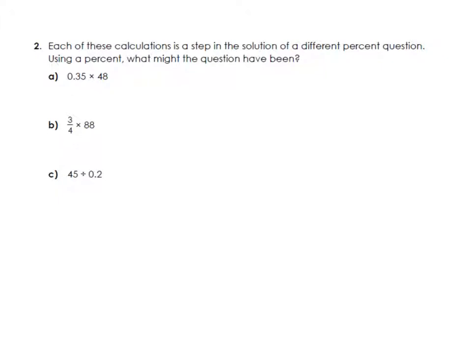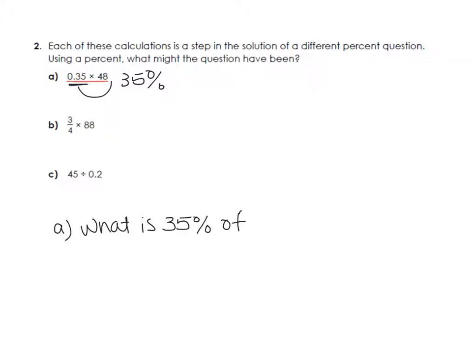Question 2. Each of these calculations is a step in the solution of a different percent question. Using a percent, what might the question have been? Number 2 is asking you to come up with the question that might have been asked, of which this here in 2a, for example, would be a step towards answering. This looks very similar to the format we used for the questions in number 1. So we can come up with the question based on that. 0.35 represents 35%. So the question for A is: what is 35% of 48? That's the question. What is 35% of 48?